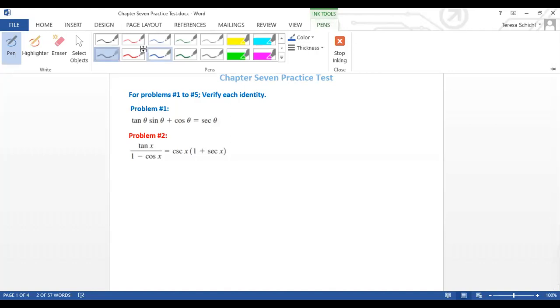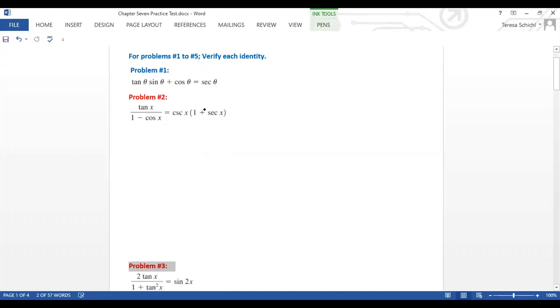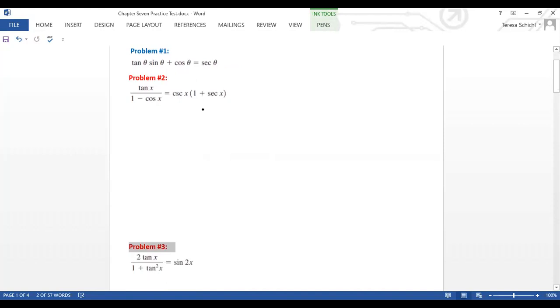The problem I'm going to do is the one I highlighted in red. For problem 2, I think this one requires some special skill, and that's why I'd like to show you how I do it. We always say to start with the side you think is more complicated. So I'll start with the left-hand side.